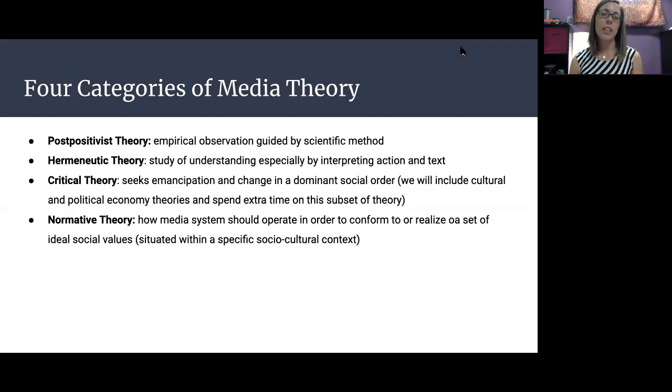And normative theory comes from the place that a media system, or our media systems, should operate in order to conform to or realize a set of ideal social values. So this is a very highly idealized type of theory that looks not for a utopia, but for an idealized state, and then really examines what needs to happen to have a media system that supports this specific sociocultural context, and it holds everything in comparison to that ideal.